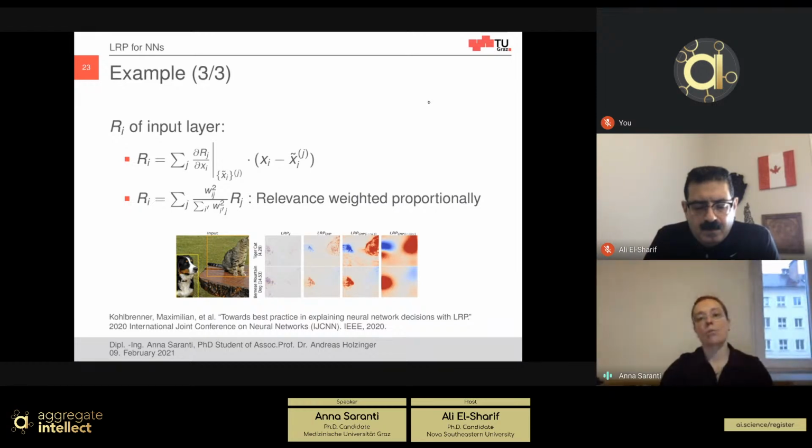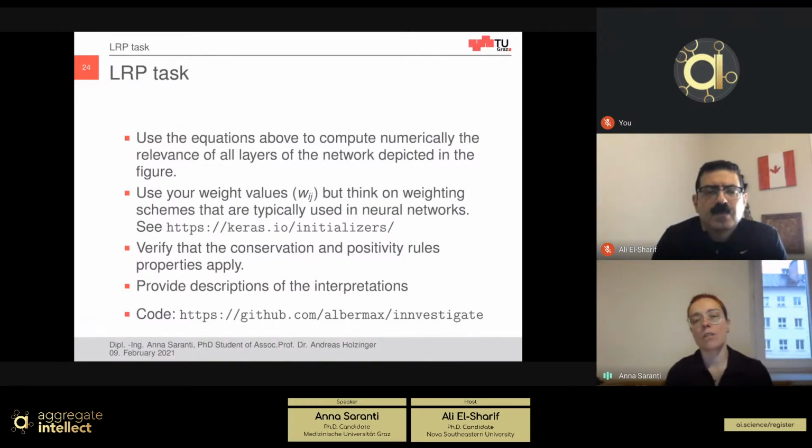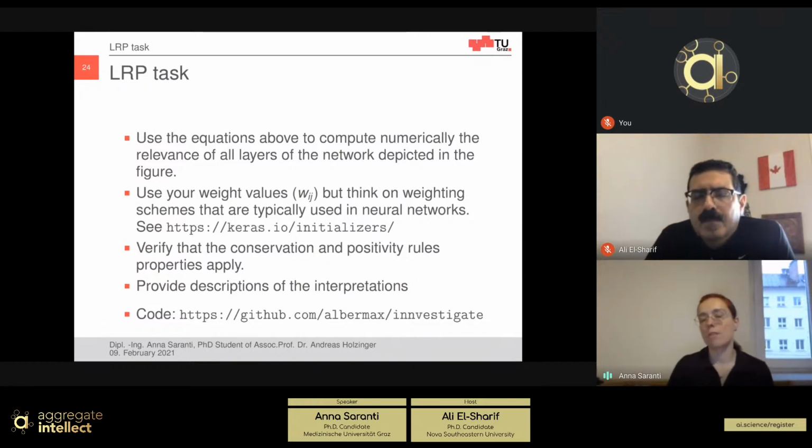The LRP task that one can do also on paper uses the equations above to just compute numerically the relevance of all layers of the network depicted in the figure. I suggest most of the time to students to use their own weight values and own inputs to see how this combination of inputs and weights produces particular outputs, particular fictive classifications, and how the relevances are backpropagated. They can also think of using weighting schemes that are typically used in neural networks.